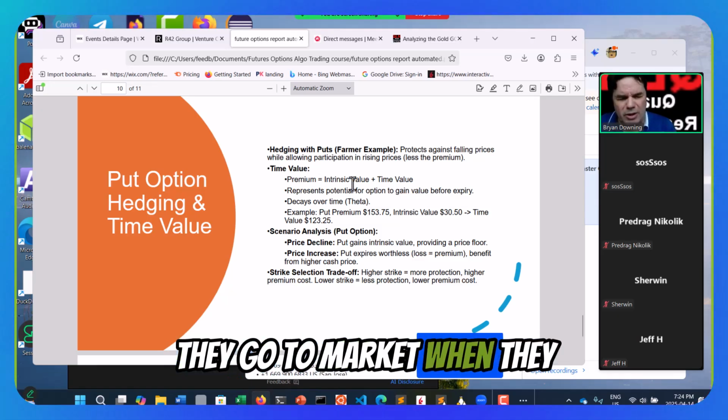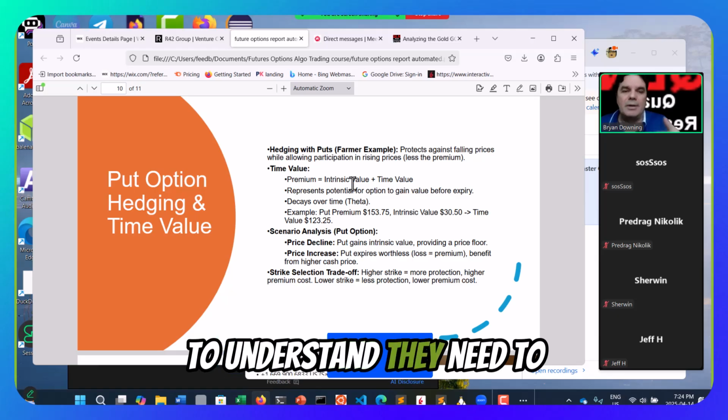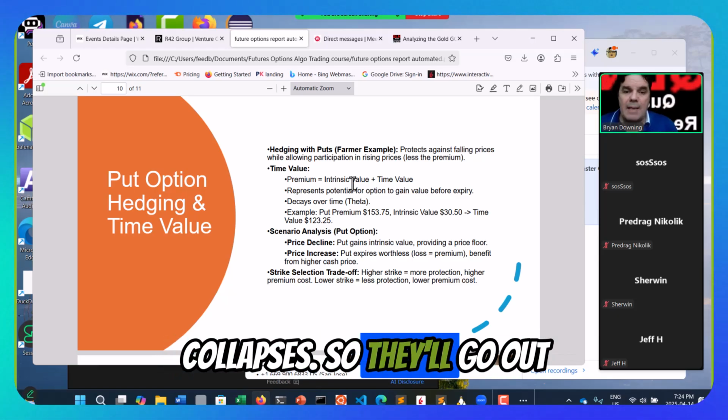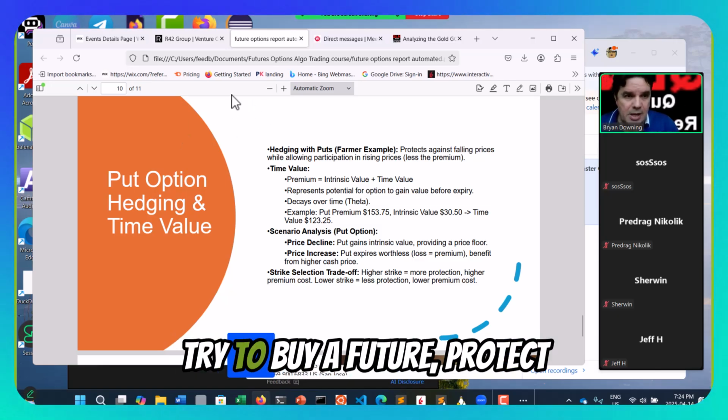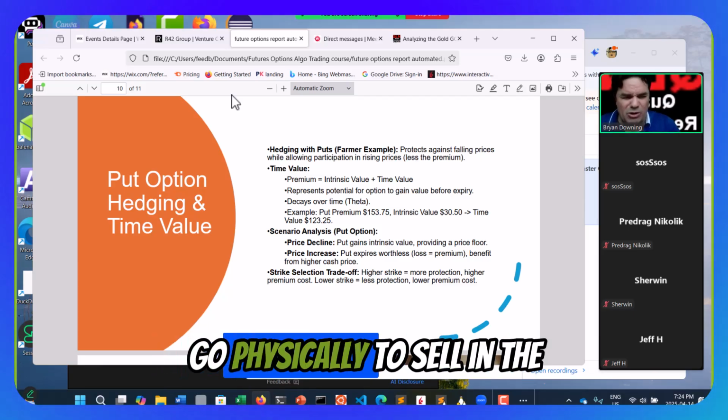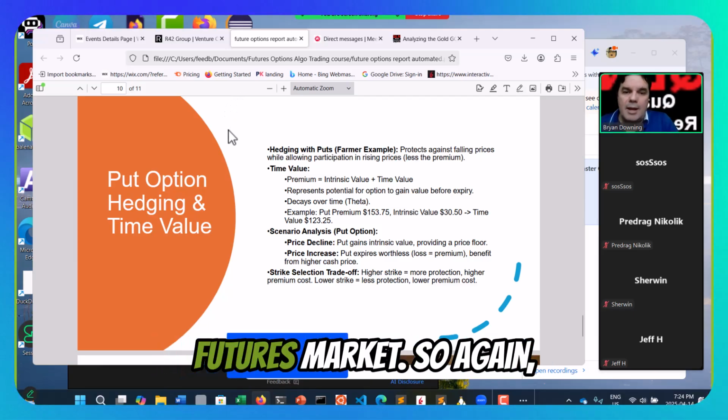Obviously, when they go to market, when they harvest something, they need to protect their price if the price collapses. So they'll go out in the futures market and try to buy a future, to protect what they're going to sell when they go physically to sell.